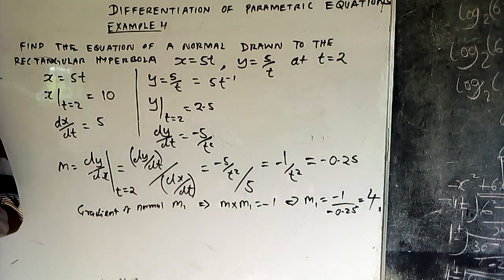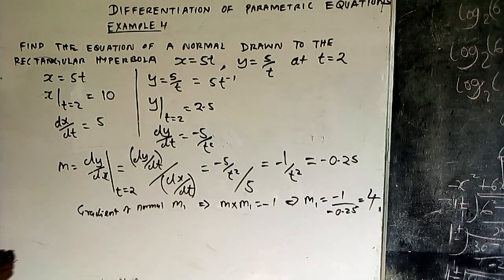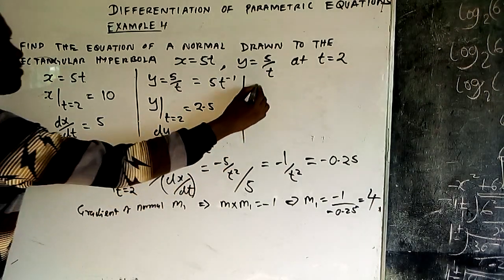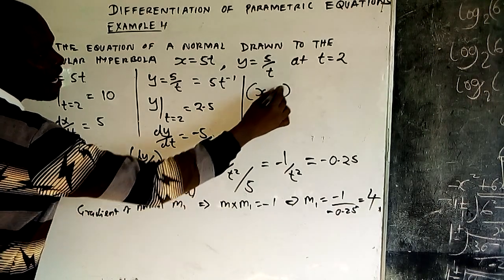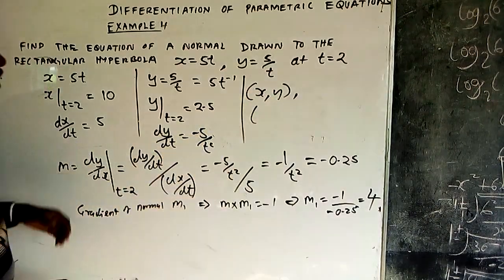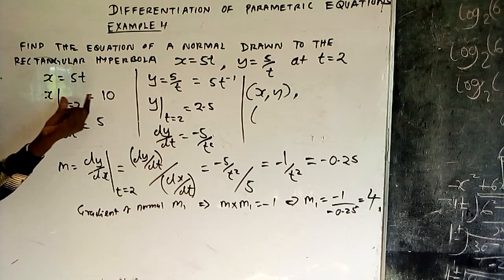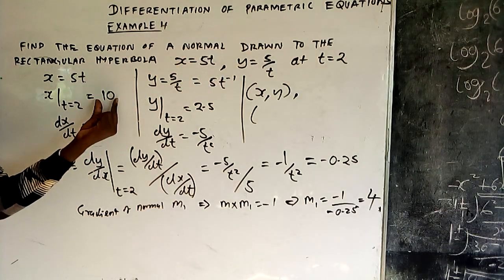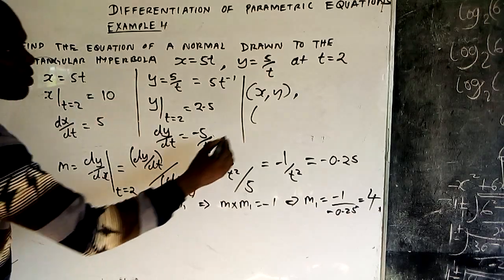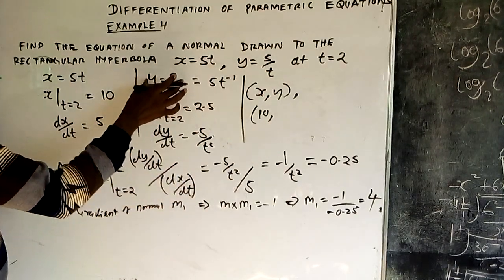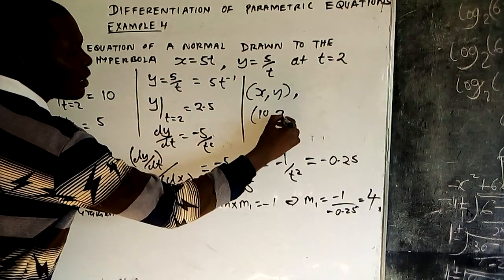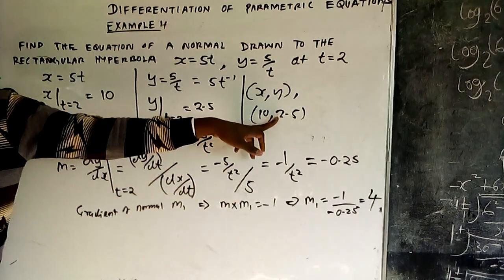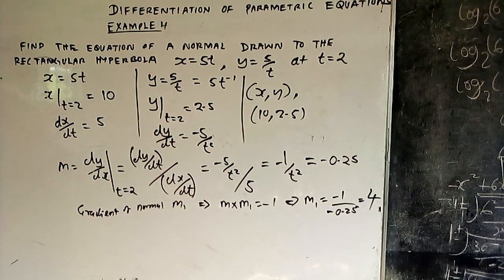Is that okay? So we have the gradient of the normal and we have one known point. We have a known point x, y, and what is your known value of x? x is 10 at t is equal to 2. We found x to be 10, isn't it? And we found y to be 2.5. So our known point is (10, 2.5), isn't it?